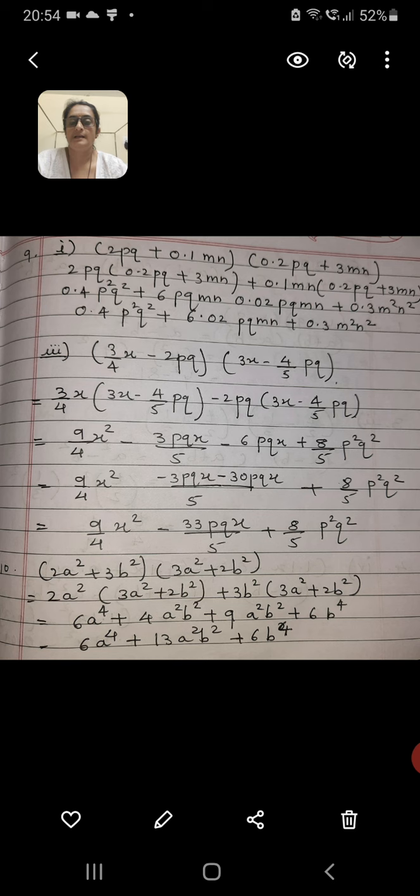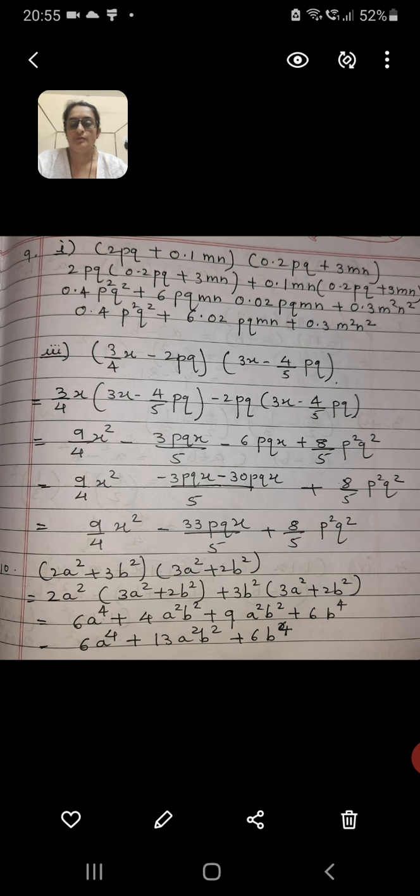Let us go to the next one. Here also we are going to use the same distributive law. 3 upon 4x minus 2pq, 3x minus 4 upon 5 pq, because 4 different terms are used here. So the first term, 3 upon 4x, is multiplied with the whole second bracket, minus 2pq is multiplied with the same bracket. Open the bracket, you will get 9 upon 4 x square minus 33 pqx upon 5 plus 8 upon 5 p square q square. Fine.